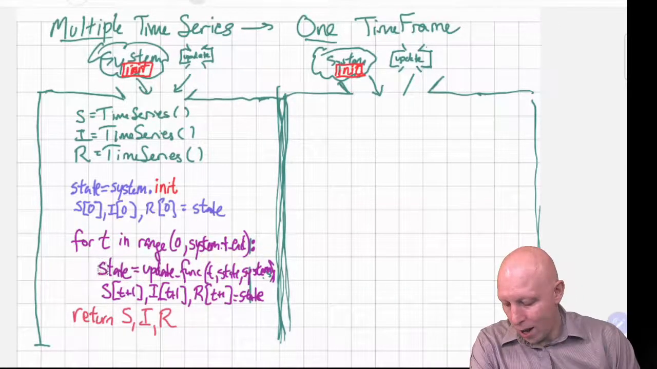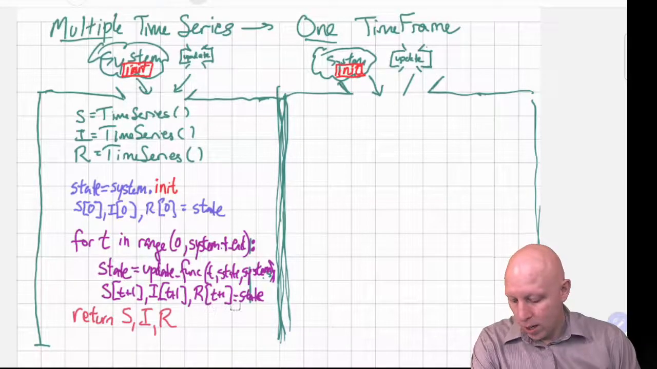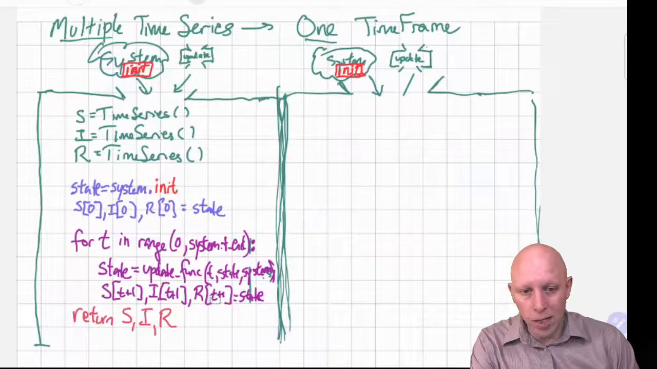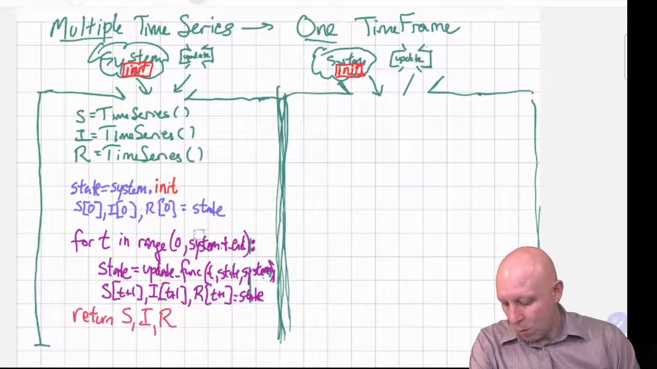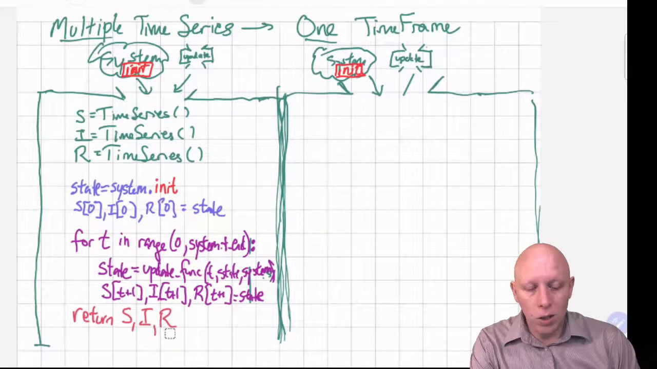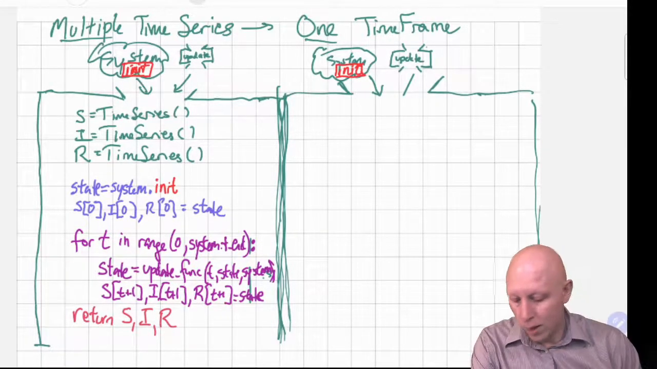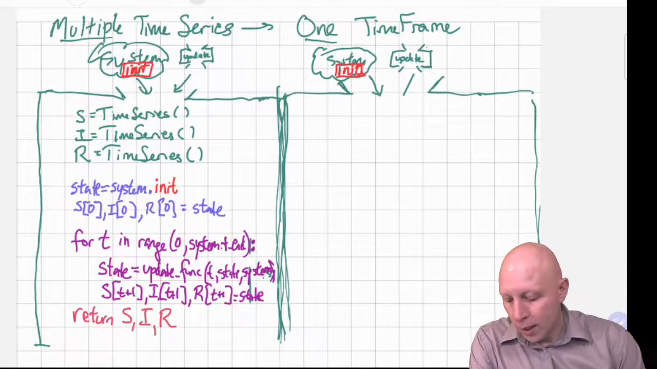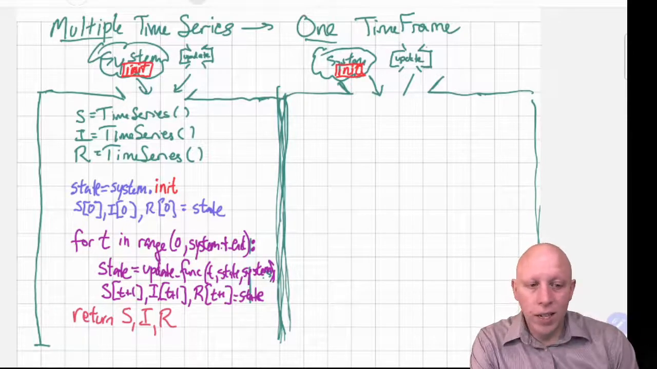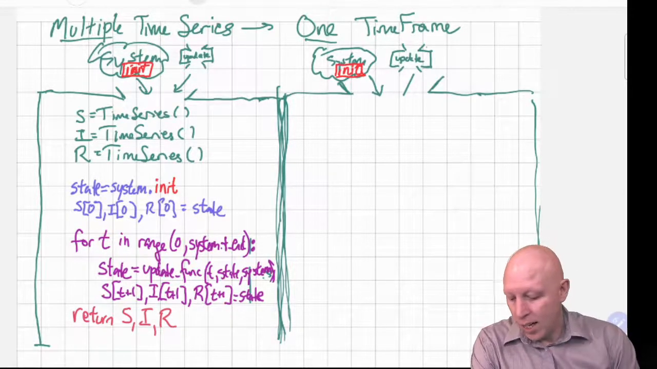We got a new value for the state variable, and we used that state variable to plug in these new values of S, I, and R. And once we ran through this for loop and had collected all our data, we returned all 3 objects in one return statement. So our goal now is to take this, and instead of creating 3 different time series, we create one data structure that has in it all of the data.